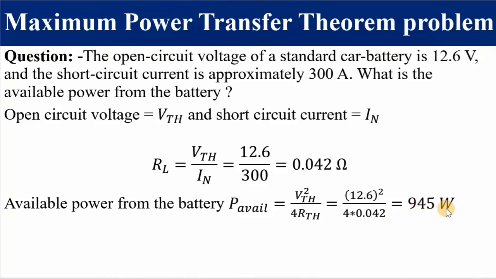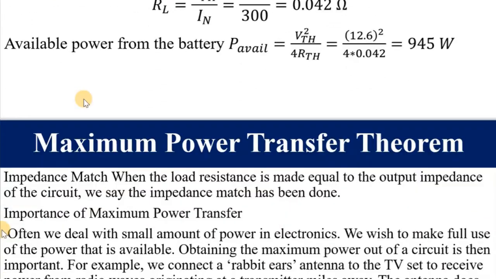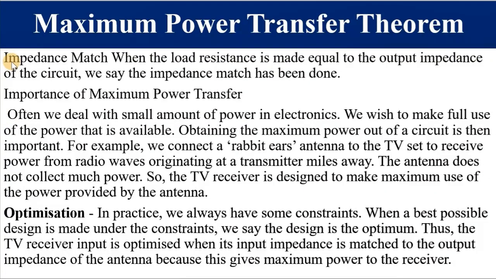So easy, guys, and I hope you are enjoying it. We are almost done. I think I looked at impedance match. Impedance match is when RL is equal to R-Thevenin, or RL is equal to source resistance. That is, when the load resistance is made equal to the output impedance of the circuit, we say we have got impedance matching. But when they are not equal, we have got what we call impedance mismatch. And maximum power is delivered to a load when there is impedance match.